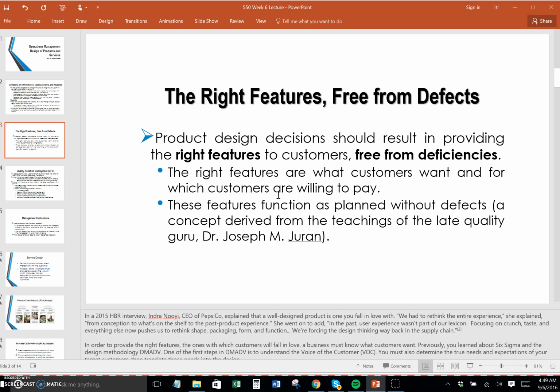In order to provide the right features, the ones with which customers will fall in love, a business must know what customers want. Previously, you learned about Six Sigma and the design methodology. One of the first steps is to understand the voice of the customer. You must also determine the true needs and expectations of your target customers, then translate those needs into the design.